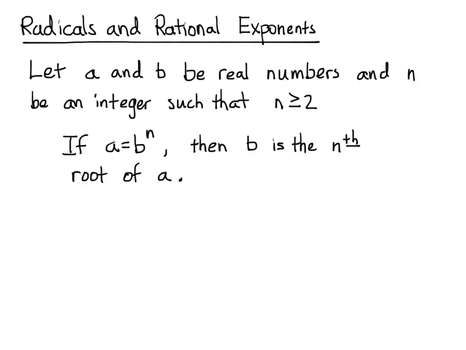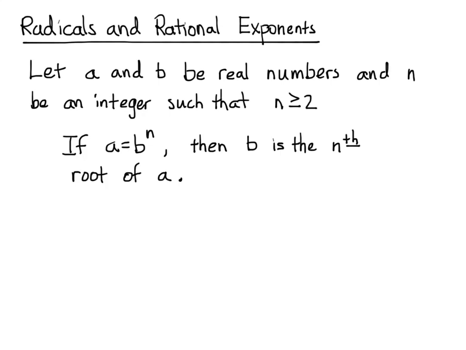Let's say a and b are real numbers, and n is an integer greater than or equal to 2. What we're going to call this: if we have a equals b to the n, then b is the nth root of a. Here we're defining it not by having some sort of radical expression. You examine that and you say b is the nth root of a. If we pop in some numbers, maybe this is an easier way to do this.